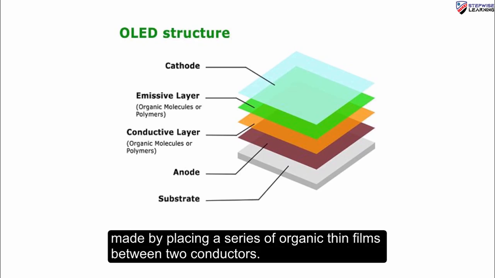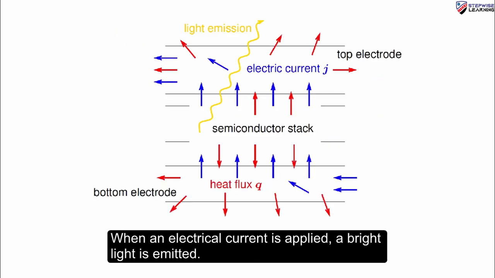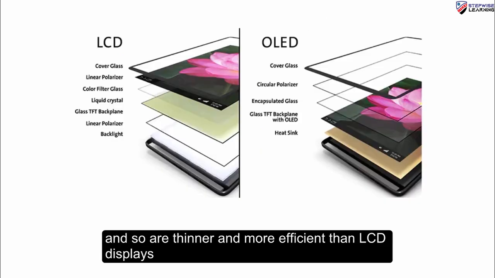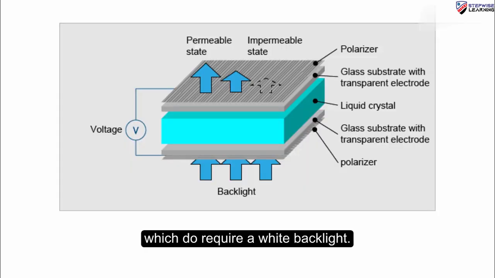placing a series of organic thin films between two conductors. When an electrical current is applied, a bright light is emitted. OLEDs are emissive displays that do not require a backlight and so are thinner and more efficient than LCD displays, which do require a white backlight.